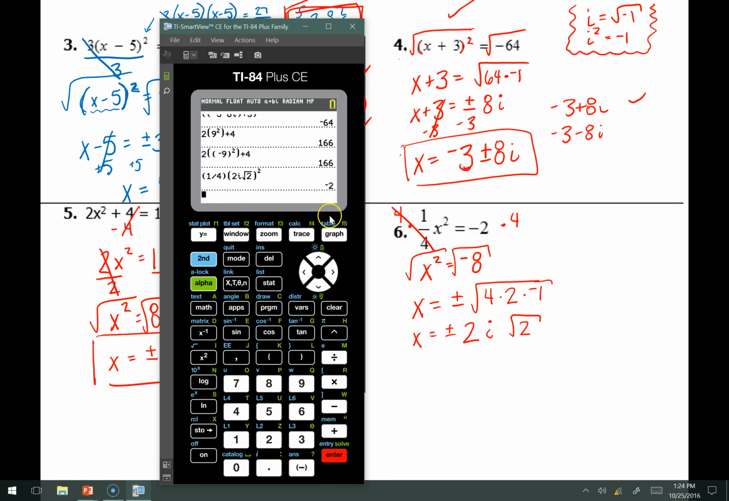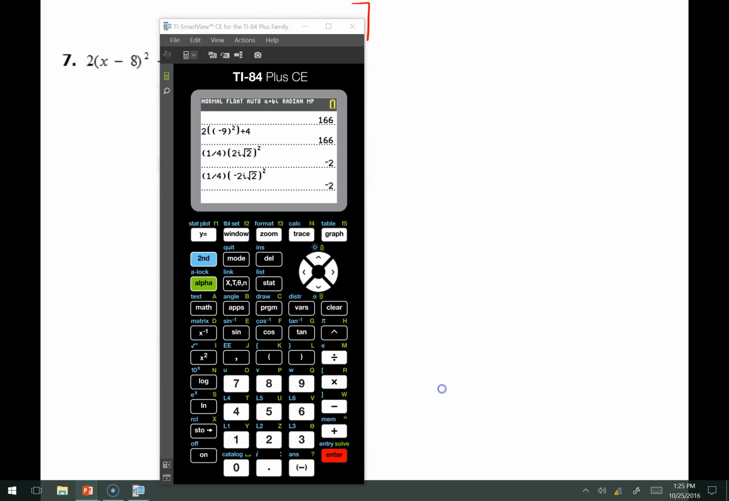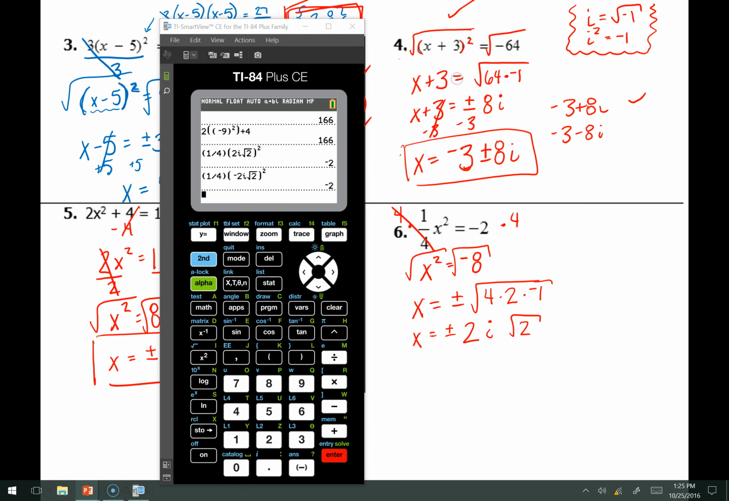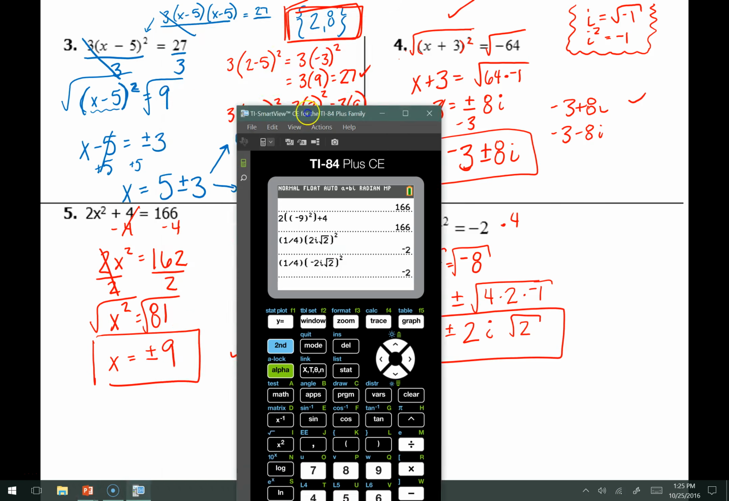When I hit enter, I get that the answer is -2, and that's what my problem said, so that means the positive version checks out. Now I am going to go to second enter to retype that same problem, and I'm going to use second delete to insert that negative out in front of the 2 because I need to check this negative part of my answer as well. When I hit enter after that, I get -2 again. That checks, which means that both of these answers, plus and minus 2i times the square root of 2, work.